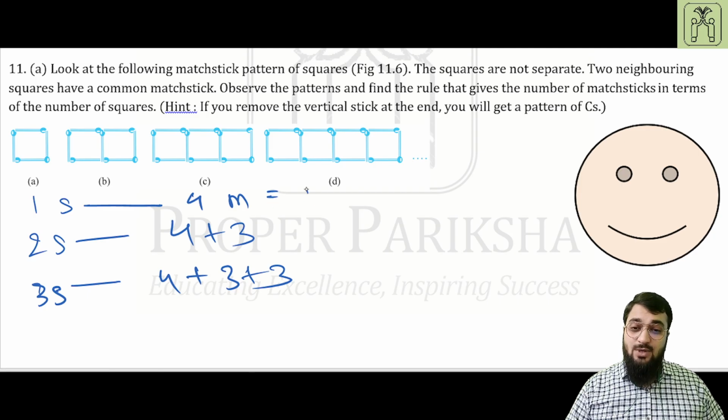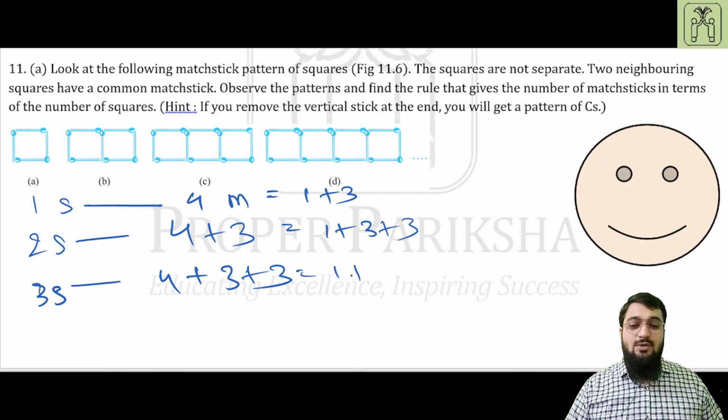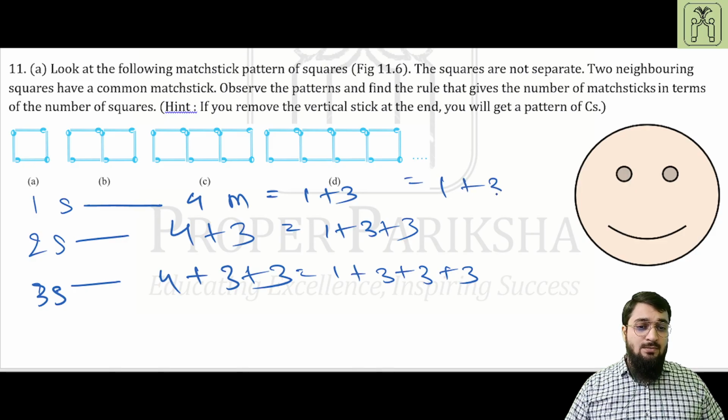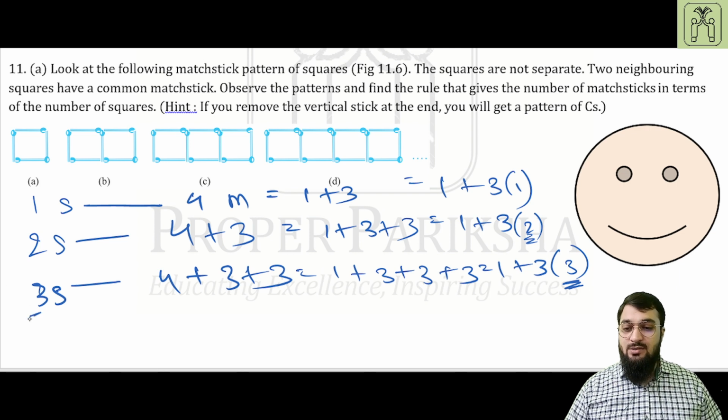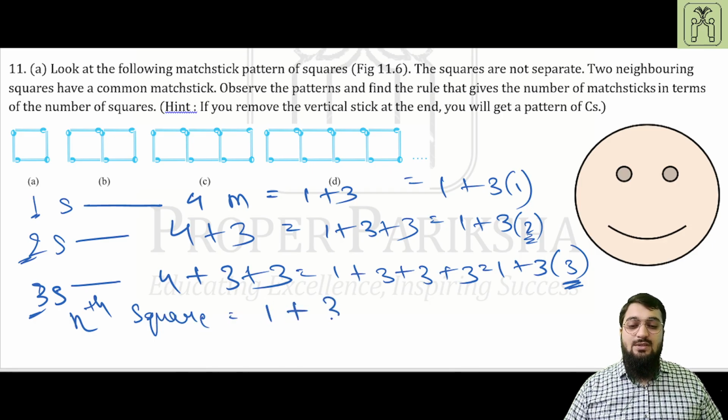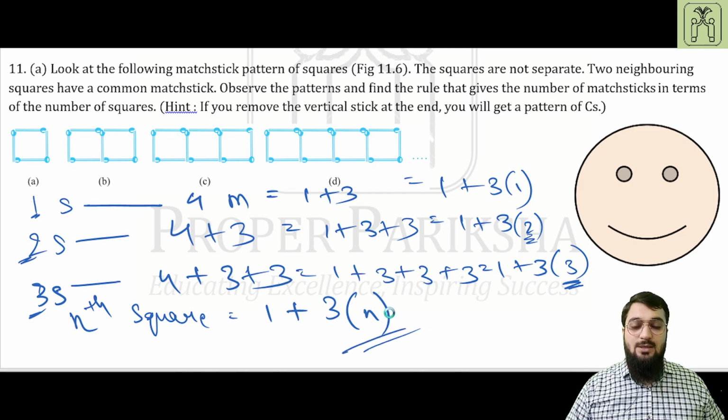Looking at the pattern, we had 1 plus 3, then 1 plus 3 plus 3, then 1 plus 3 plus 3 plus 3. That means 1 plus 3 into 1, then 1 plus 3 into 2, then 1 plus 3 into 3. We can see that the multiplication factor is equal to the position of the square in the pattern. Therefore, n squares will need 1 plus 3n matchsticks, and that will be the answer.